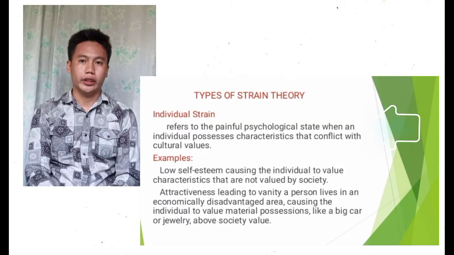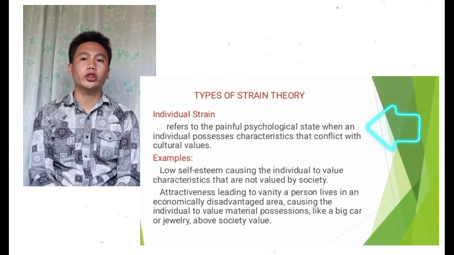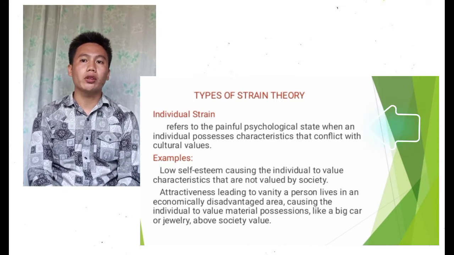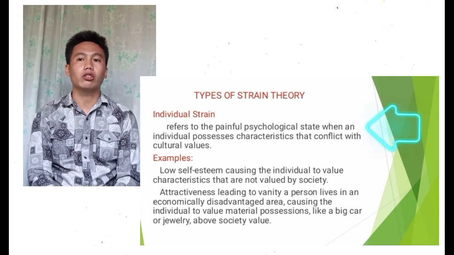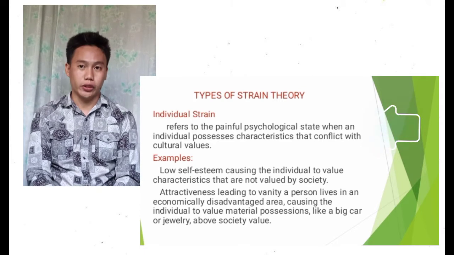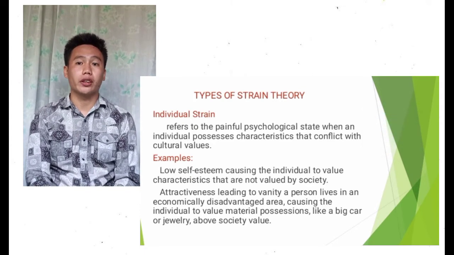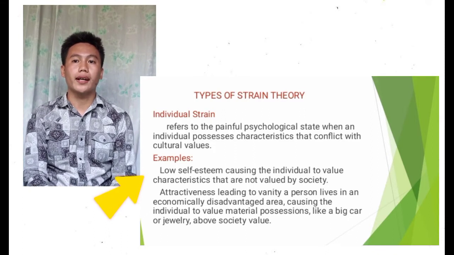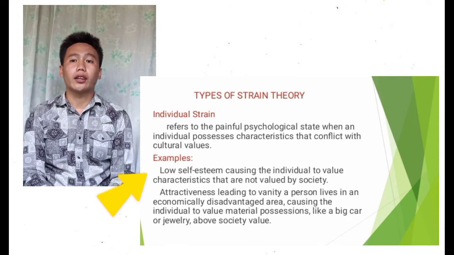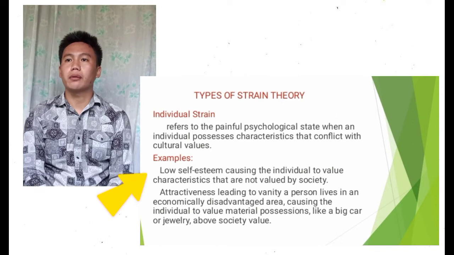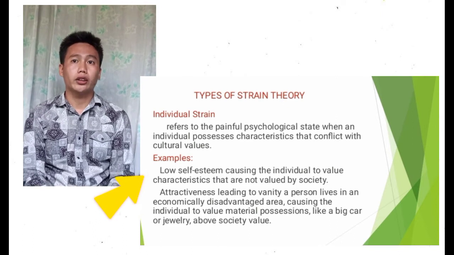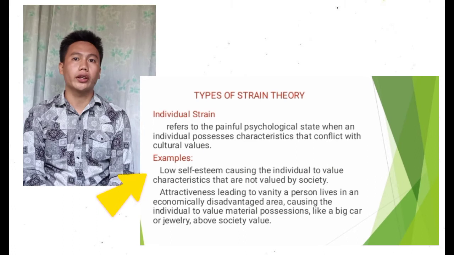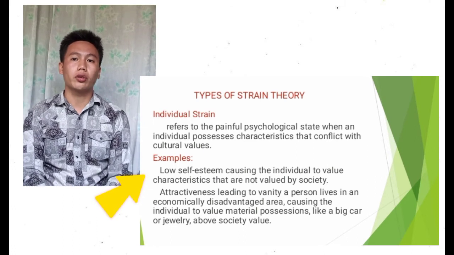Types of strain theory. First, individual strain theory refers to the painful psychological state when an individual possesses characteristics that conflict with cultural values. Example of individual strain theory: low self-esteem causing the individual to value characteristics that are not valued by society. When you always mark yourself that you can do it and you can be a good person, so that you are not capable to join or go in your community.